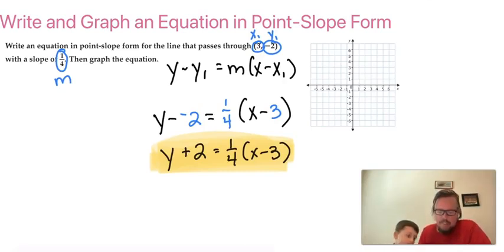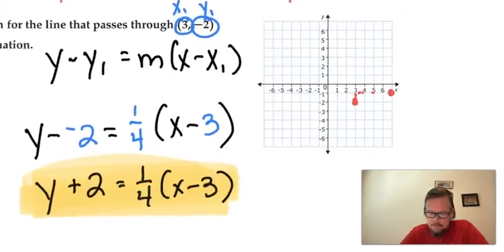Okay, so how do we graph this? Easy. To graph it, we need 2 points. The problem gives us one of them. The problem tells us it goes through 3, -2. So there's that point. And the slope is how we're going to get the other point. Our slope is 1/4, so we do a rise of 1 and a run of 1, 2, 3, 4. So rise of 1 and a run of 4.